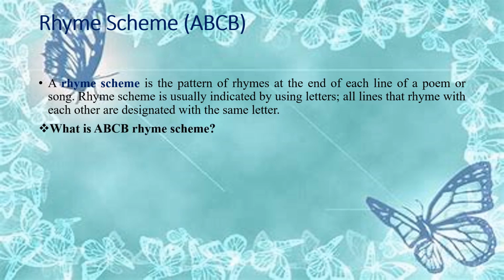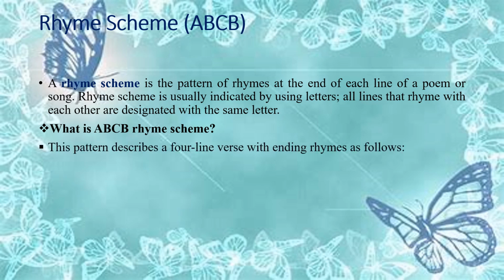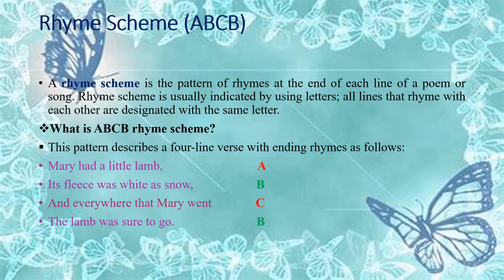So now let me tell you about the ABCB rhyme scheme that has been used in this poem. This pattern describes a 4-line verse with ending rhymes as follows. Mary had a little lamb. Its fleece was white as snow, and everywhere that Mary went, the lamb was sure to go.